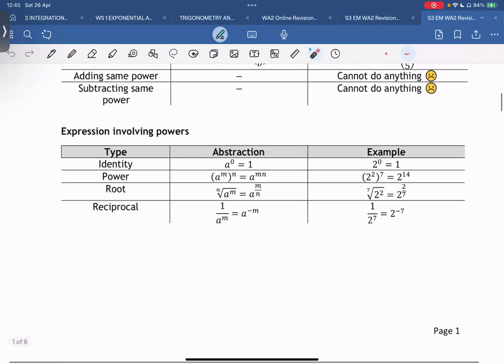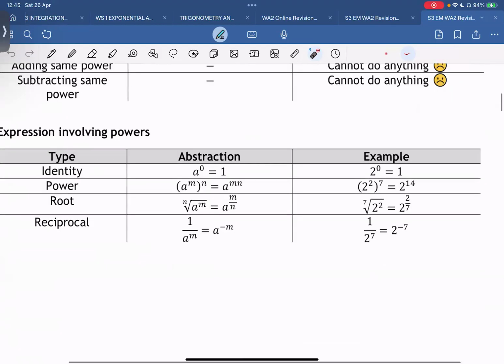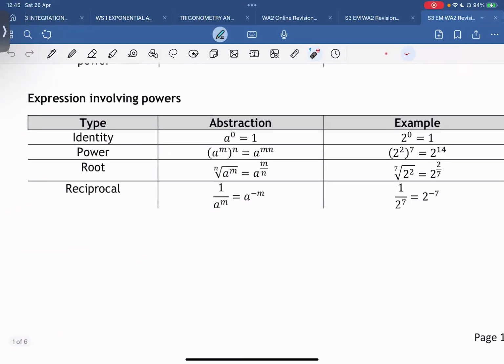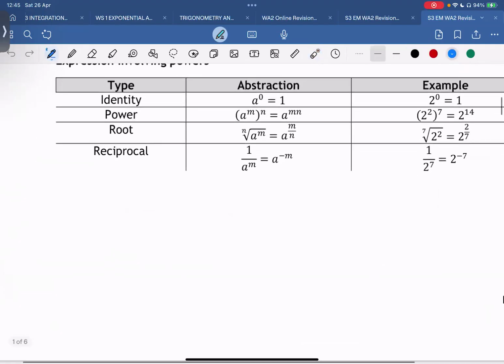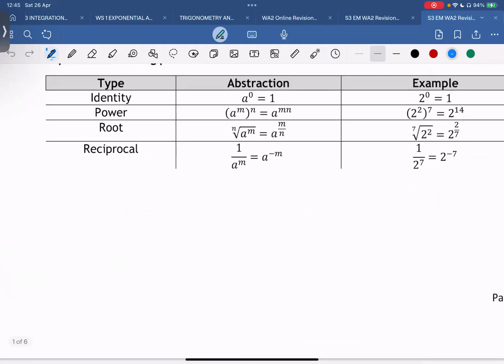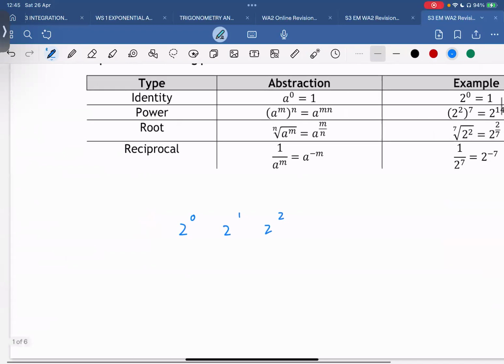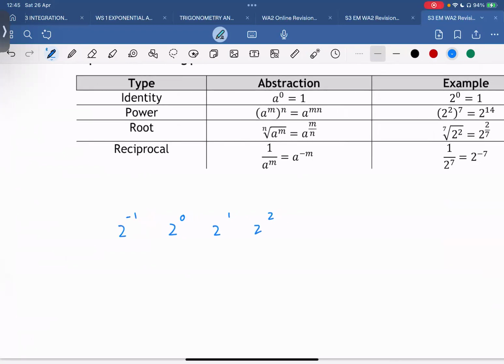And lastly, we have expressions involving powers. The first one is our identity, which is anything to the power of 0 will always give us 1. A very intuitive way to understand this is by observing the pattern. Let's say I use an example of 2 to the power of 0, to the power of 1, to the power of 2. On the left-hand side, I'll have 2 to the power of negative 1 as well as 2 to the power of negative 2.